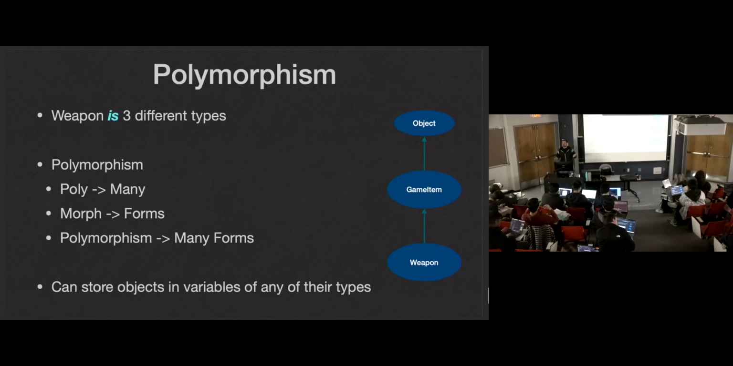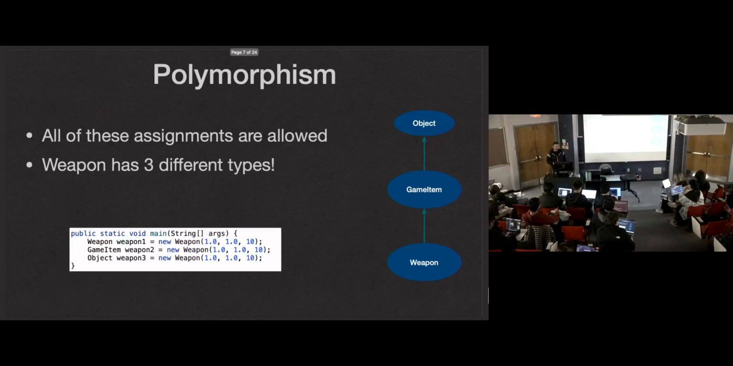we can treat a weapon object, or rather a reference to, I'm not going to say reference to every time just because I don't want to use that many words. But a weapon object is a weapon, is a game item, is an object, and we can treat it like any of those 3 types. So this code is allowed. We've seen this once before in BSTs, and I said, don't worry about it. It's polymorphism, but don't worry about it.